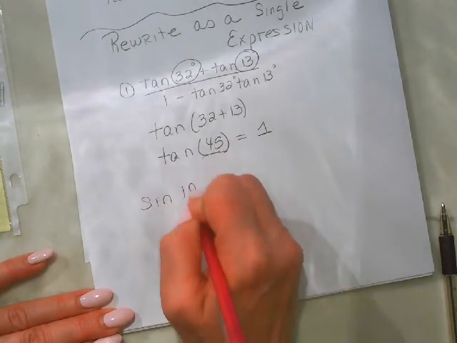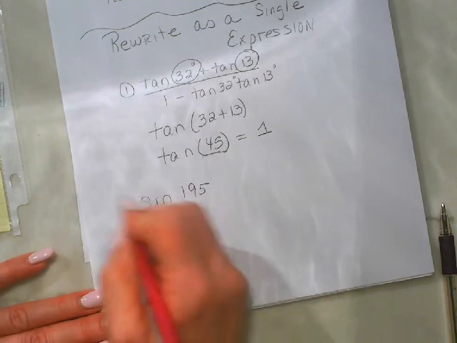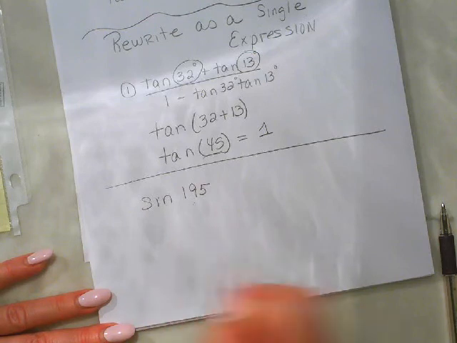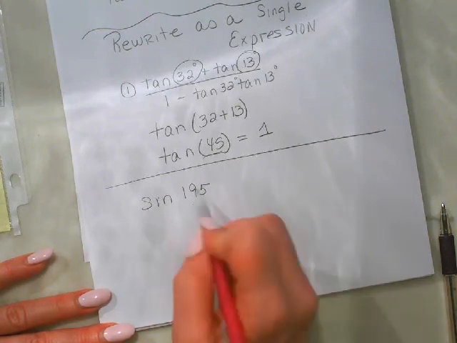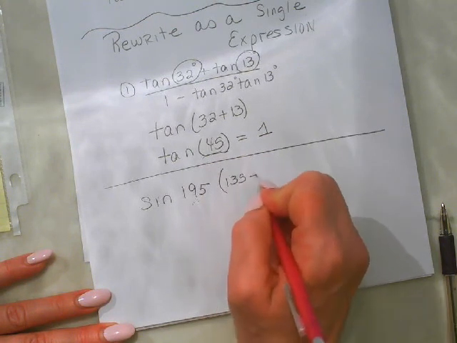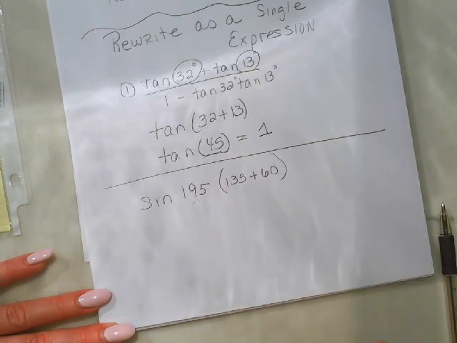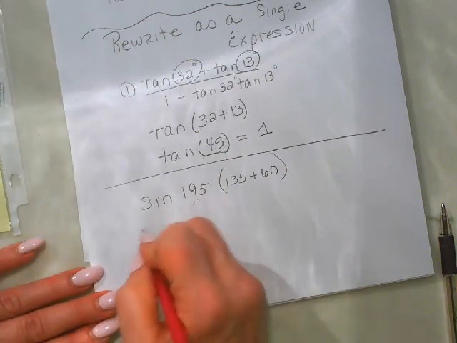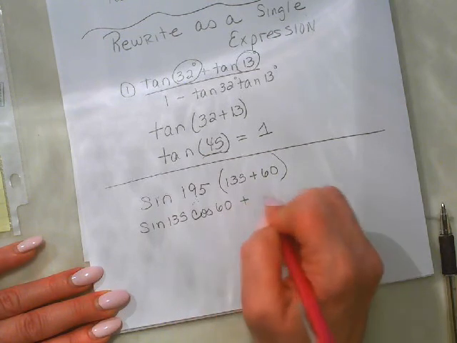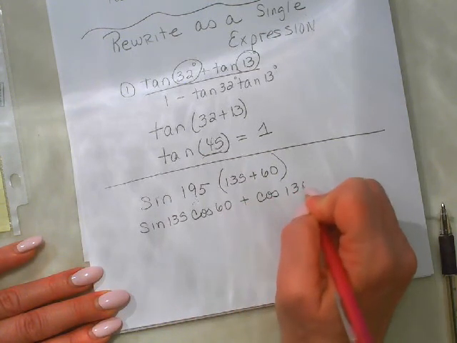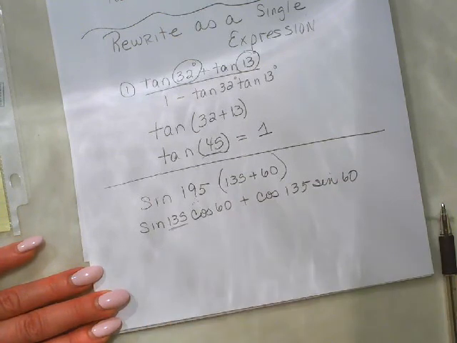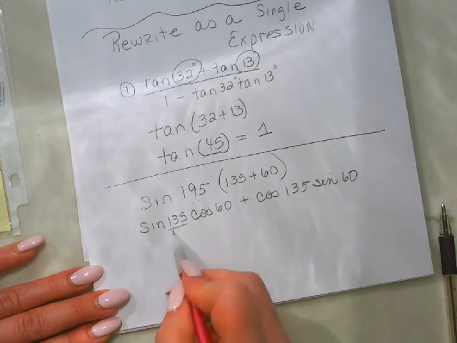So let me just show you one other one. For example, if I ask you for the sine of 195, okay? It's not a unit circle angle. It's not a quadrantal angle. You have to look all around the unit circle to figure out what two angles can equal this. And I can make it by 135 plus 60. These are both angles on the unit circle. So it would be sine of 135 cosine 60 plus cosine 135 sine 60.